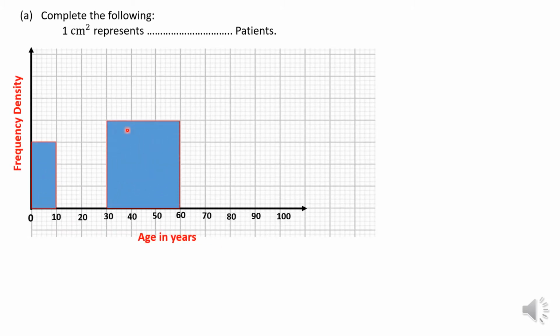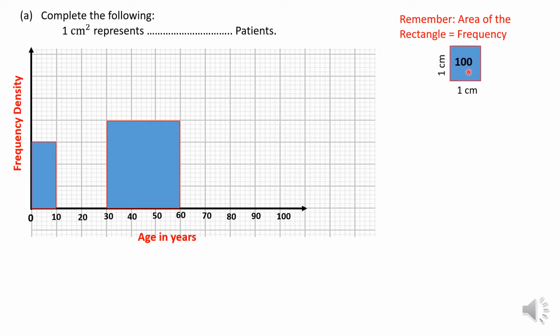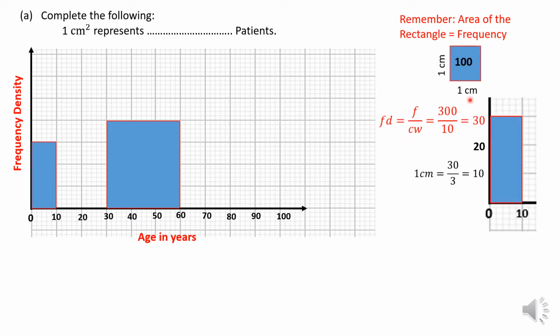Right, so we are supposed to complete this particular sentence here. With 1 square centimeter, what does it represent? Remember that between 0 and 10 from our table, this is 300 people. So the area of the rectangle is 3, and if we say 1 square centimeter is 100, it's 1 centimeter times 1 centimeter, because 3 of them is 300. Then it should be that 300 divided by 3.